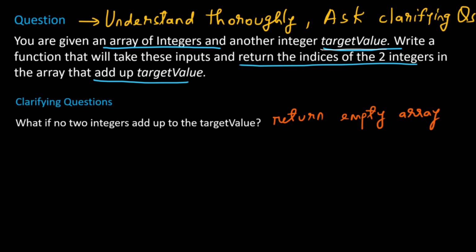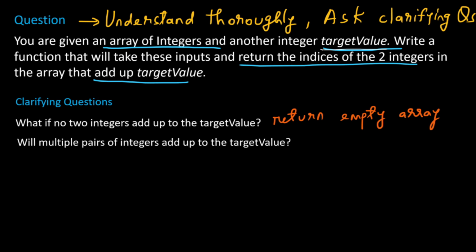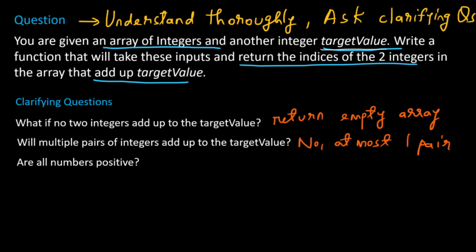All right. Now another question which you could ask is, will multiple pairs of integers add up to the target value? And let's say the interviewer says, no, at most one pair will add up to the target value. Now, again, you could ask, are all numbers positive? Now the interviewer could say, no, there can be negative integers also.